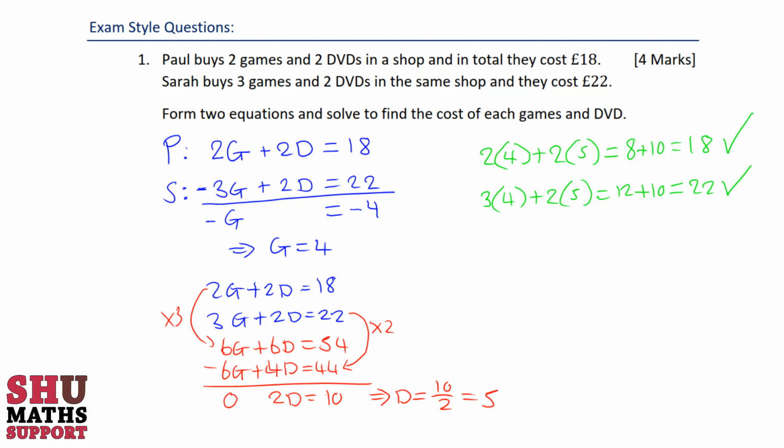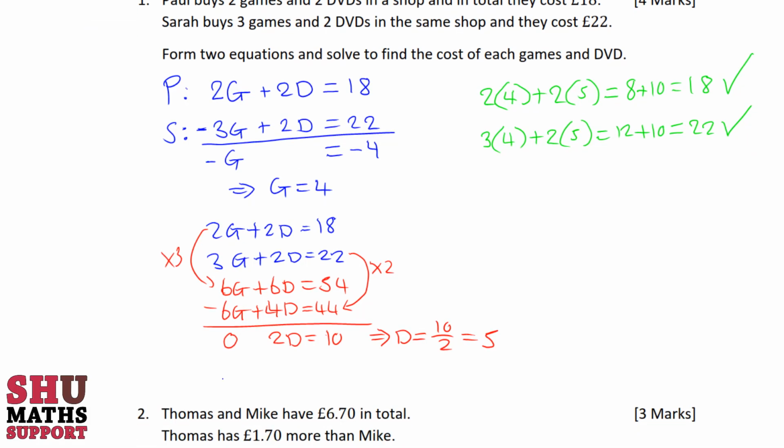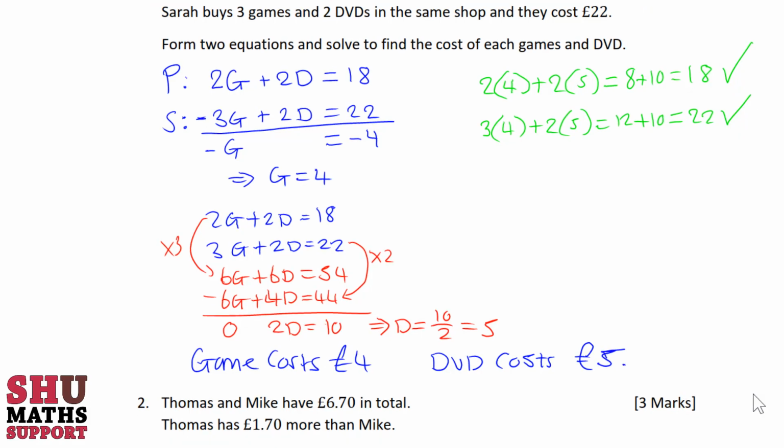We just want to place a final answer that says a game costs £4. A DVD costs £5. And that completes the question.